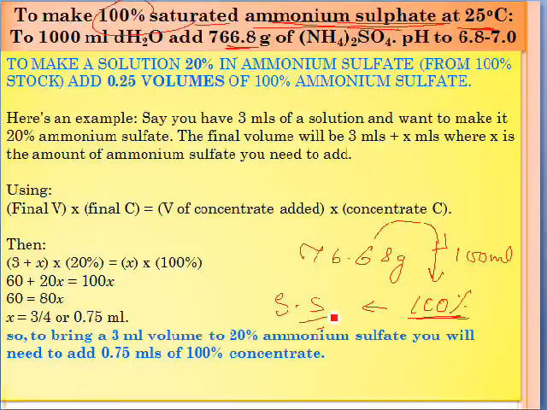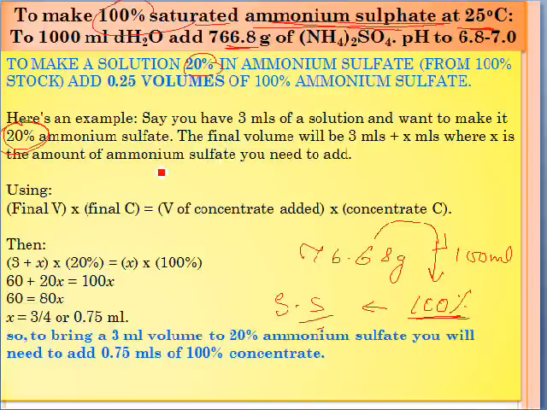Let's have one example. When we want to make 1 liter of saturated ammonium sulfate solution, then add 766.8 gram of ammonium sulfate and it becomes a 100% saturated solution. Now when we wish to make a solution 20% in ammonium sulfate from 100% stock, we take 0.25 ml of 100% saturated ammonium sulfate solution, and this will become a 20% saturated solution. Let's have an example calculation for this.